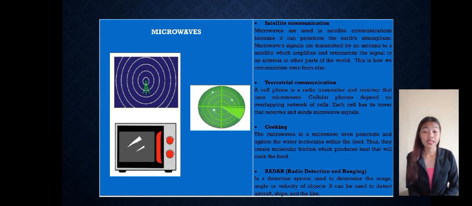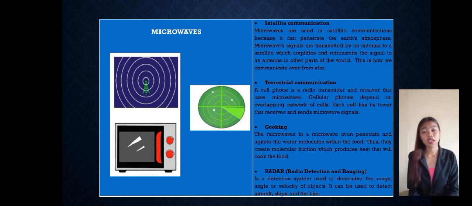The next is terrestrial communication. A cell phone is a radio transmitter and receiver that uses microwaves. Cellular phones depend on an overlapping network of cells. Each cell has its tower that receives and sends microwave signals. The next is cooking. The microwaves in a microwave oven penetrate and agitate the water molecules within the food. Thus, they create molecular friction which produces heat that will cook the food.